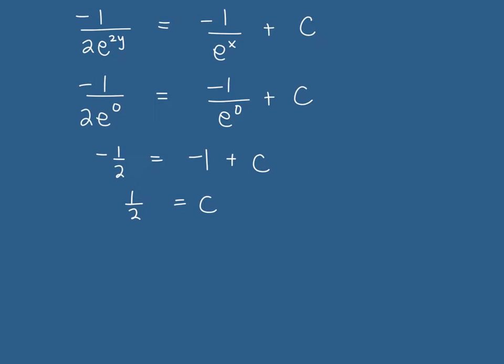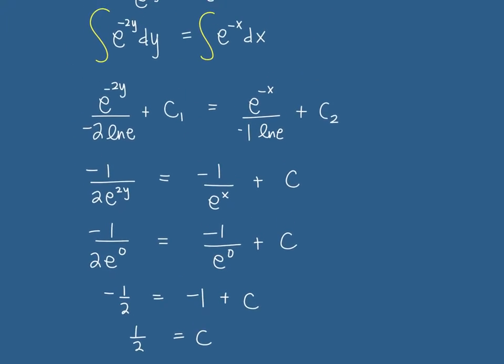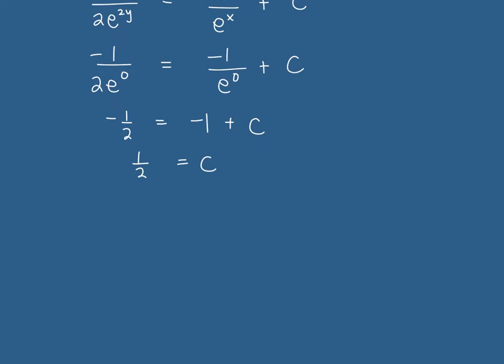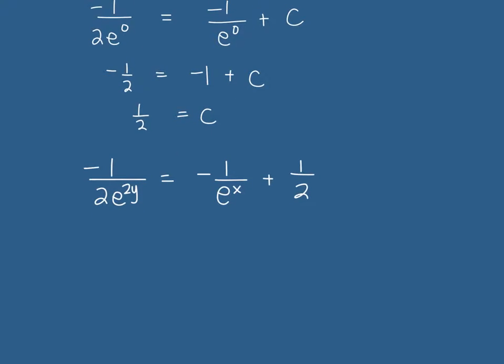All right, now we're ready to find y, now that we know what c is. So this is just some algebra. So we've got negative 1 over 2 e to the 2y equals negative 1 over e to the x plus 1/2 is my constant. I need to work on getting y alone. So the first thing I need to do is multiply everything by negative 2. Okay, multiply everything by negative 2.